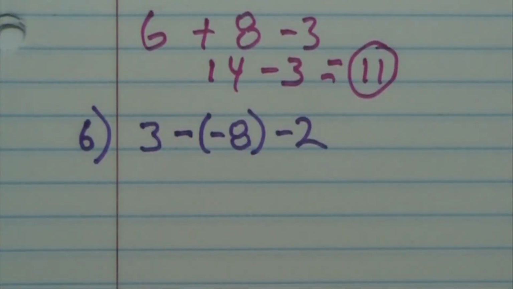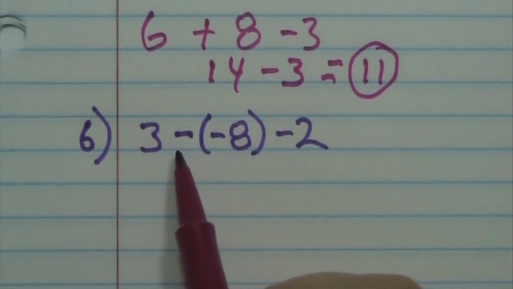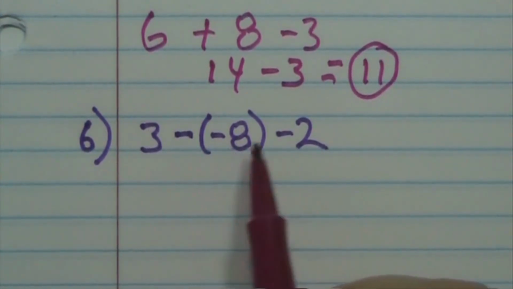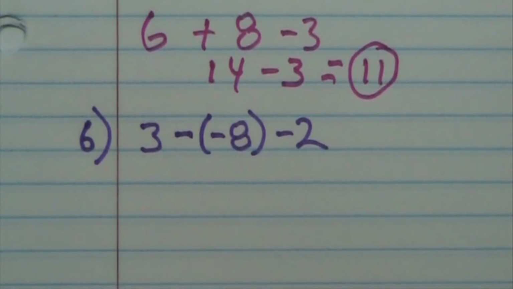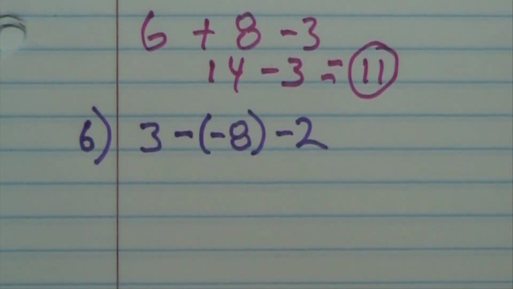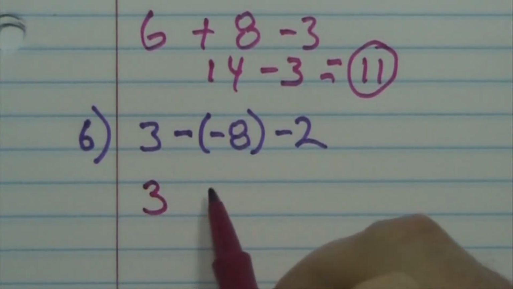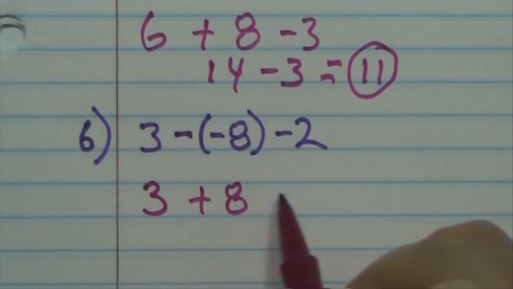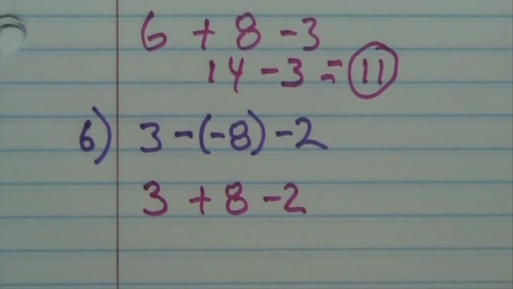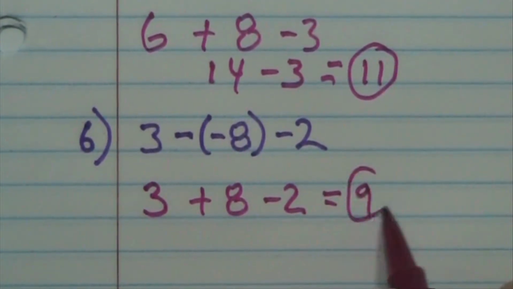This problem is very similar. 3 minus negative 8 minus 2. Okay, try to find the answer before I do. So let's see, 3 and 8, that's 11. And 11 minus 2 is 9.